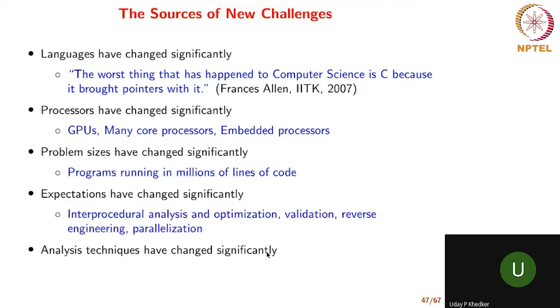Expectations have changed significantly. Now people want interprocedural analysis, interprocedural optimization. They want validation of programs, verification of programs. They want to talk about reverse engineering. They want to talk about parallelization, discovery of automatic parallelization. So things have changed a lot.